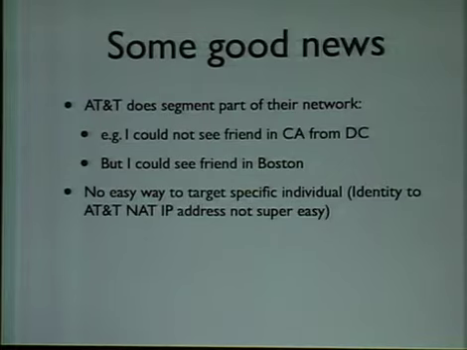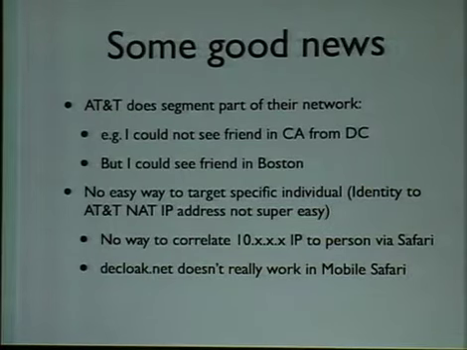I'm going to talk about this a little bit more in a second, but there's no real easy way to target a specific individual. So it's hard for me to say, hey, Joe, I want to attack your AT&T NAT IP. There's no way to correlate the IP address to a person via Safari. If you take your Safari mobile web browser to decloak.net, which tells you all types of interesting things behind your network when you go there, it just kind of doesn't work.